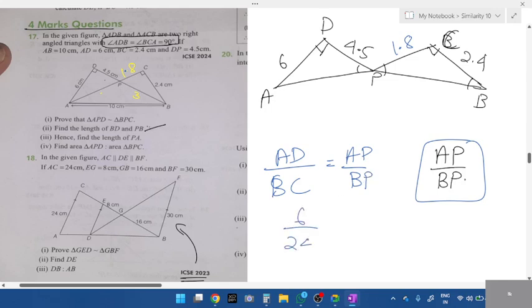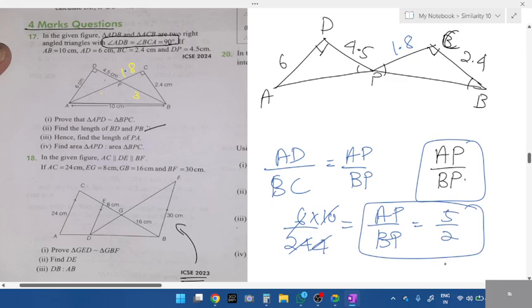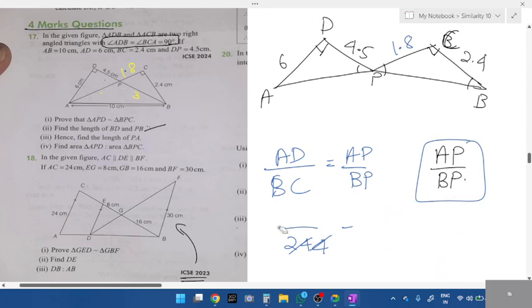6 divided by 20, 2.4, I can write it as 24 into 10. AP divided by BP. Ones are, fours are. What's the answer we get? What's the ratio? 5 divided by? It is not 5 centimeter, 2 centimeter. Wrong. It is 5 divided by 2. If they ask ratio, students, ratio. But they didn't ask us ratio. They've asked us to find the sides.